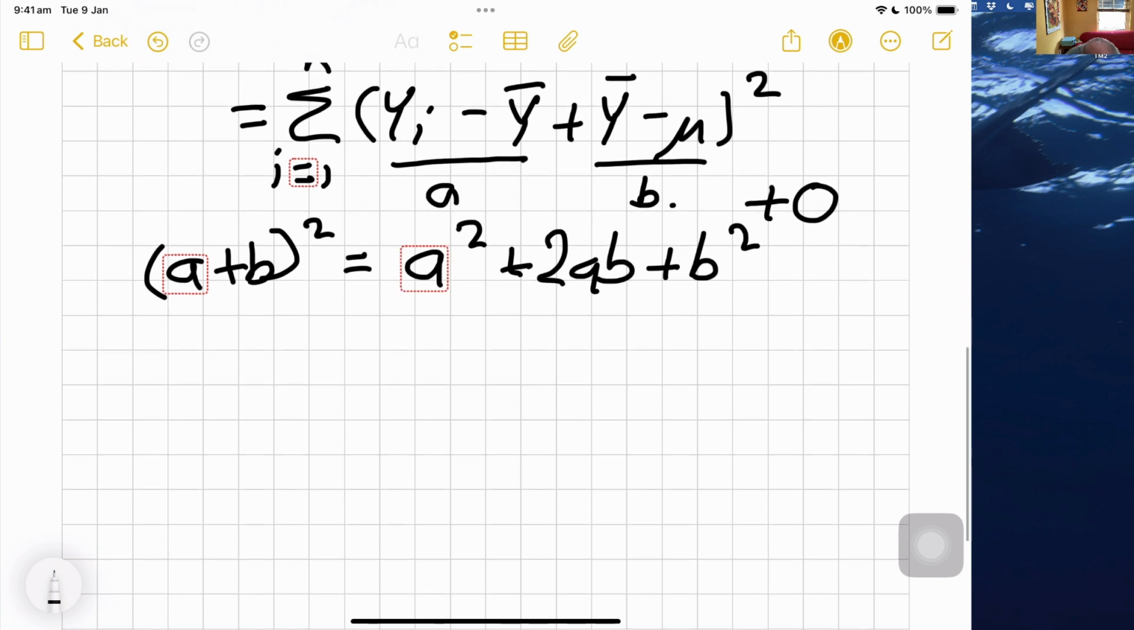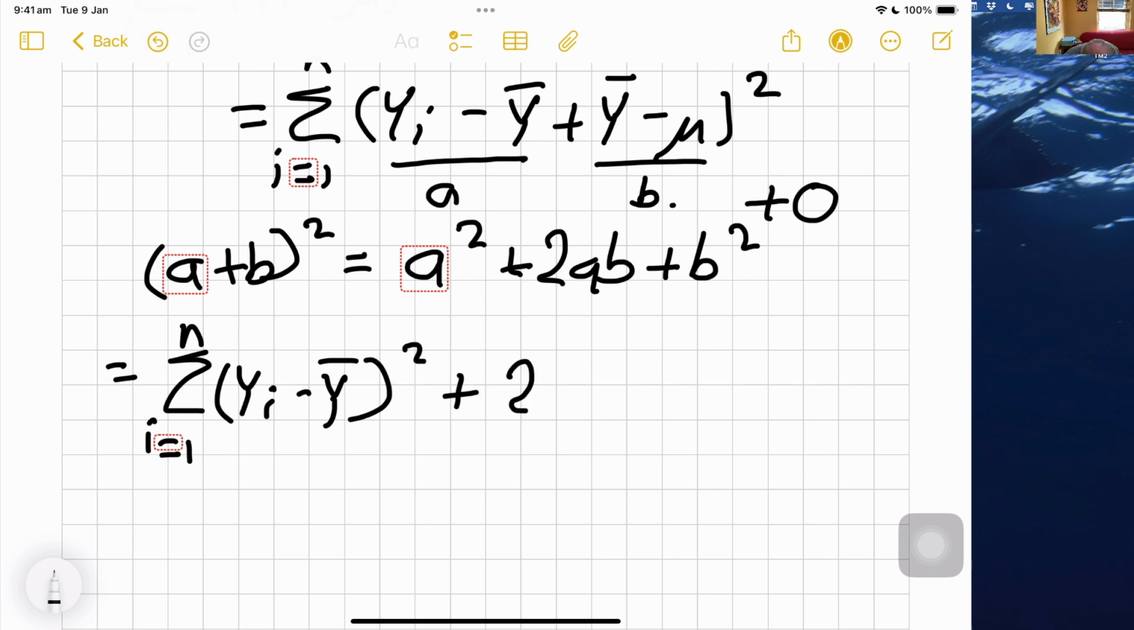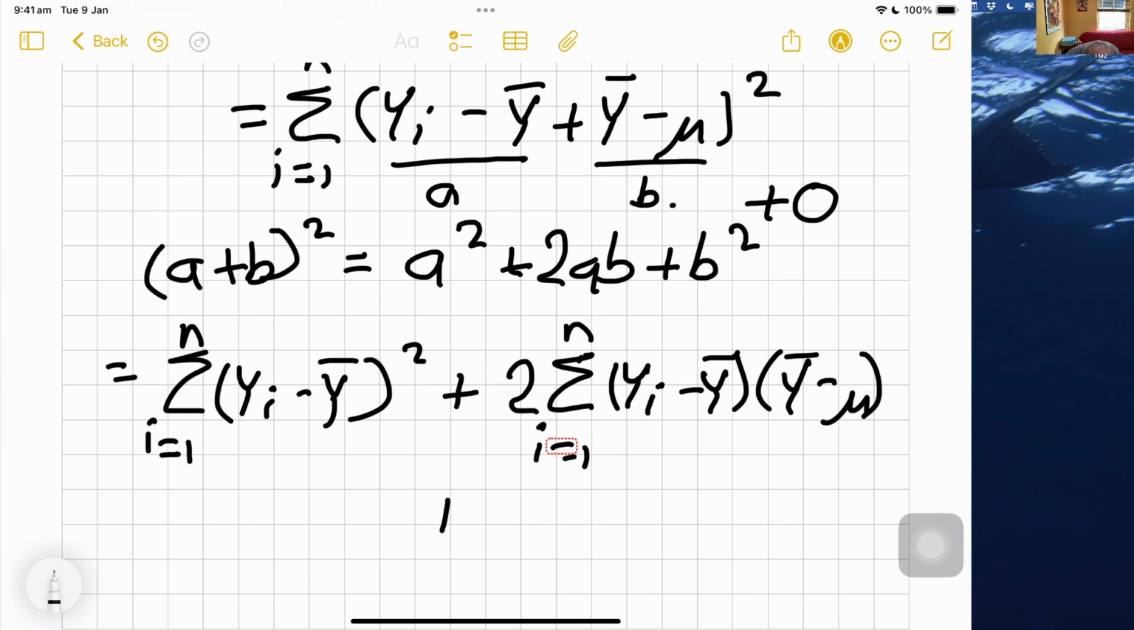So I'm going to do exactly the same thing with this term. I'm going to have the sum as i goes from 1 to n of (yi minus y bar) squared, plus 2 times the summation as i goes from 1 to n of (yi minus y bar) times (y bar minus mu), and a final term, plus the summation as i goes from 1 to n of (y bar minus mu) squared. Okay, I said I'd have two terms on there.